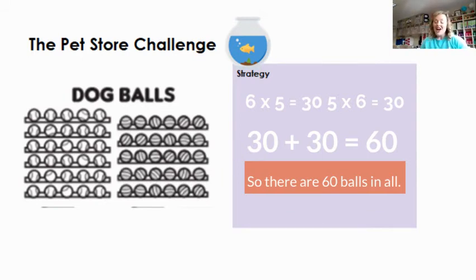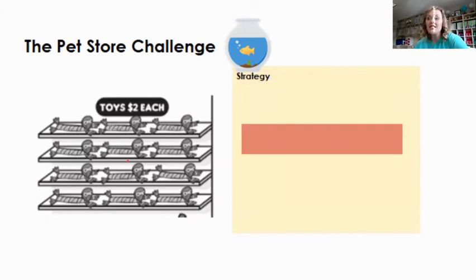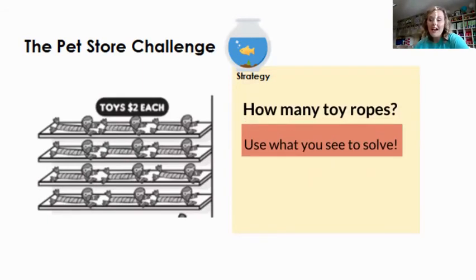All right, friends, on the next slide, you're going to have a picture from the pet store that's going to look like this. And we have to figure out how many of these toy ropes there are. So figure out how many toy ropes there are in all. Then go to the next slide for the video and I'll explain to you how to solve it.